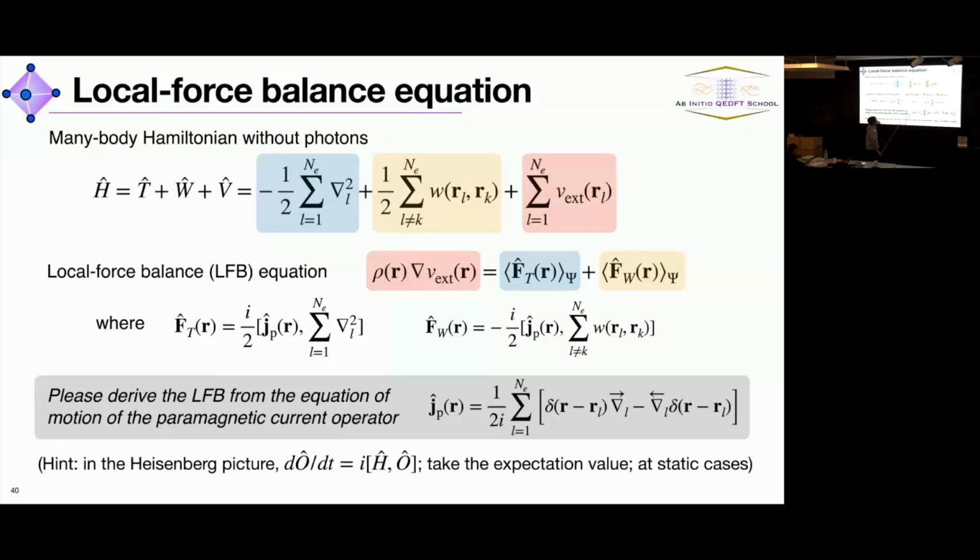Using this, here is a question for you, and I will give you maybe 5 minutes if your math is good enough to solve this problem. We are going to derive this formula. Start from this paramagnetic current operator, and then derive the equation of motion for it. Can you reproduce this formula? This is the question. So now let's start the 5 minutes.